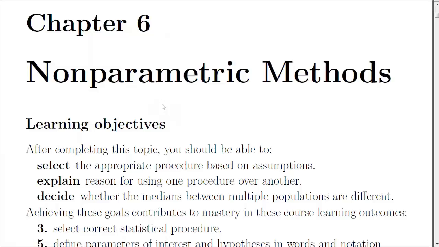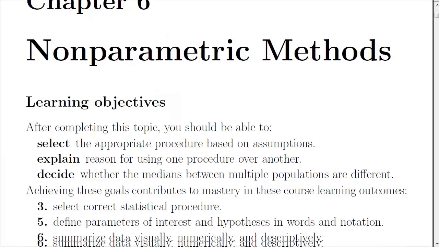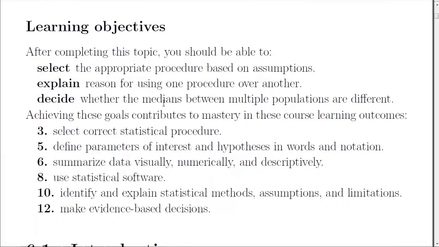And if any of those assumptions aren't met, then we should be skeptical about the inference that those methods give us. And so in this chapter, we'll learn other strategies for making comparisons between groups when we don't meet our normality assumptions. So our learning objectives are to be able to select the appropriate procedure based on what assumptions are being met or what information we know about the problem at hand, to explain the reason for using one procedure over another, and finally to decide whether the medians between multiple populations are different.